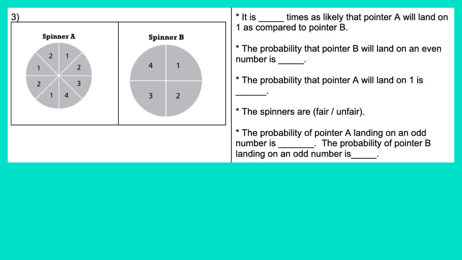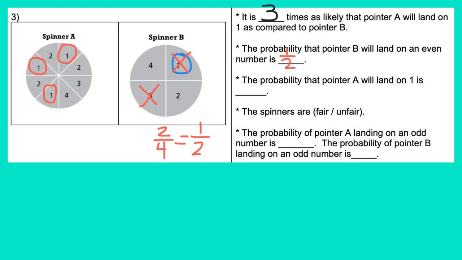Question number 3 has a spinner A and a spinner B, and we are paying attention to the number 1 sections. So let me find all the number 1 sections on spinner A. There's 1, 2, 3 on spinner A, and there's only 1 on spinner B. So if there's 3 on A and only 1 on B, then I think it's 3 times as likely that pointer A will land on 1 as compared to pointer B. The probability that pointer B will land on an even number, let me try that. An even number. So that's not even, and that's not even. There are 2 even numbers out of 4, which will simplify to 1/2.